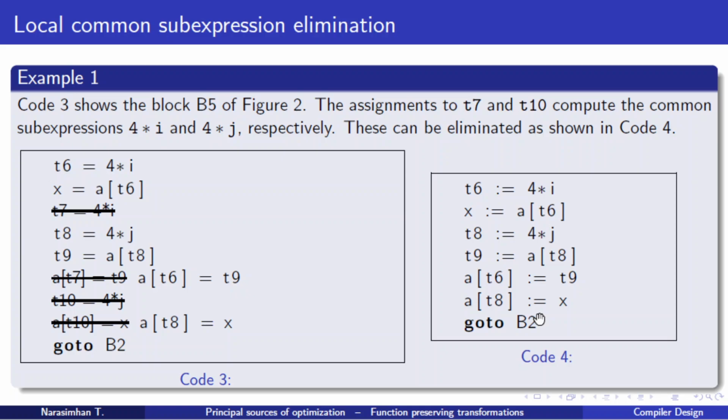Now proceeding to the global optimization. Here you have two expressions 4 star I and 4 star j. Let us see. These are still common sub-expressions if you consider the entire flow graph. Let us move back to the flow graph.